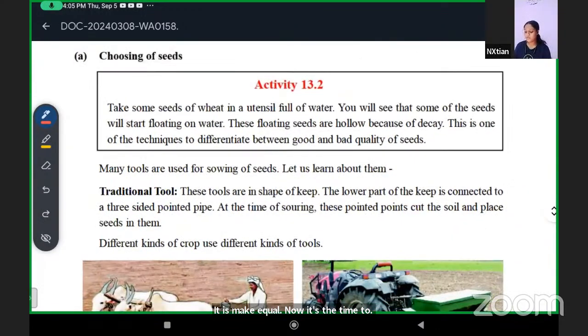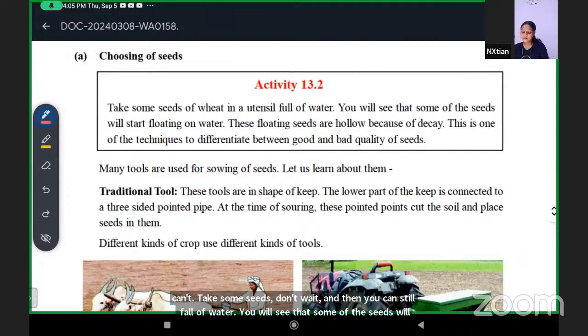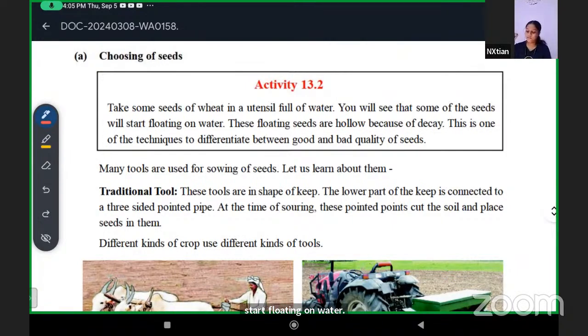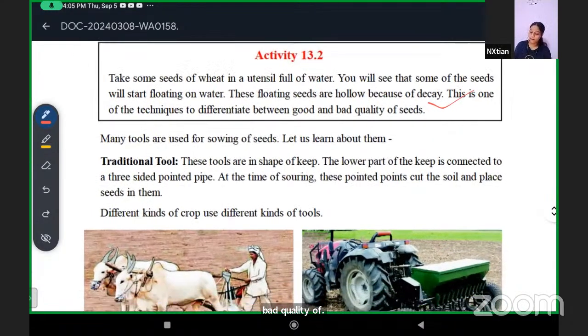First, we have to choose the seeds. Take some seeds of wheat in a utensil full of water. You will see that some of the seeds will start floating on water. These floating seeds are hollow because of decay. This is one of the techniques to differentiate between good and bad quality of seeds. Now you can try this at home.